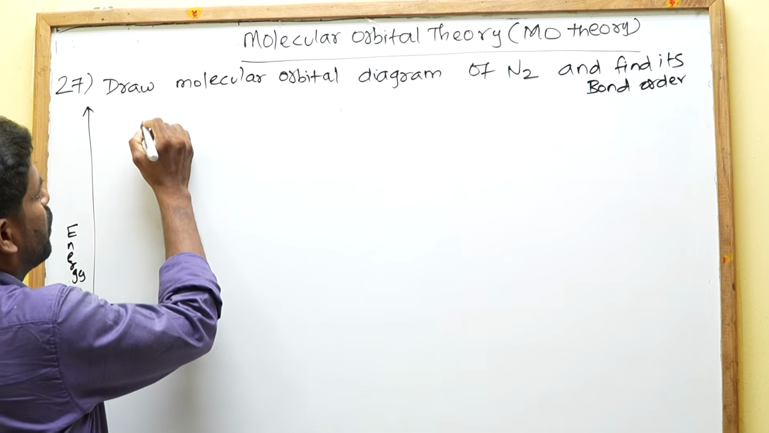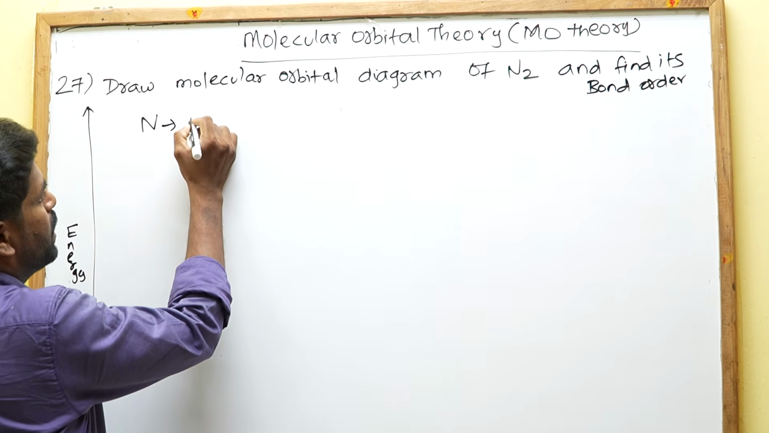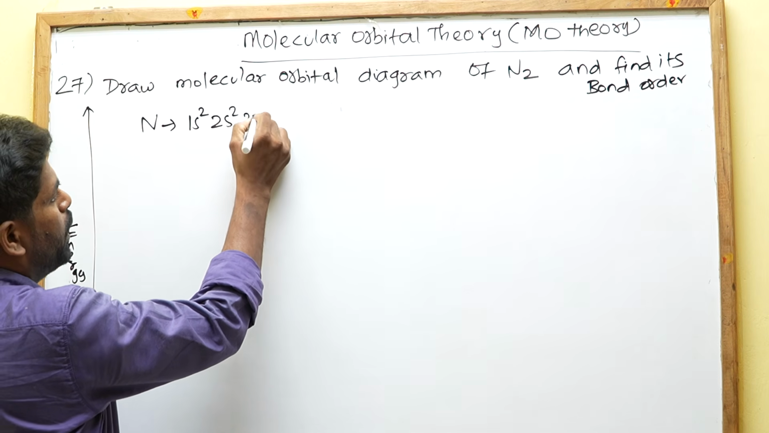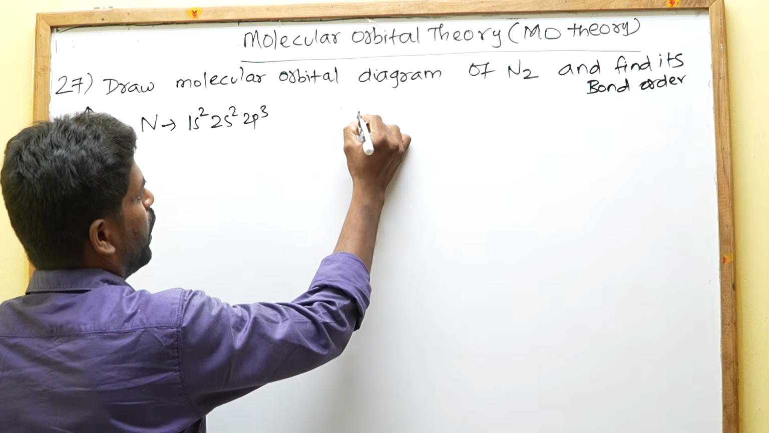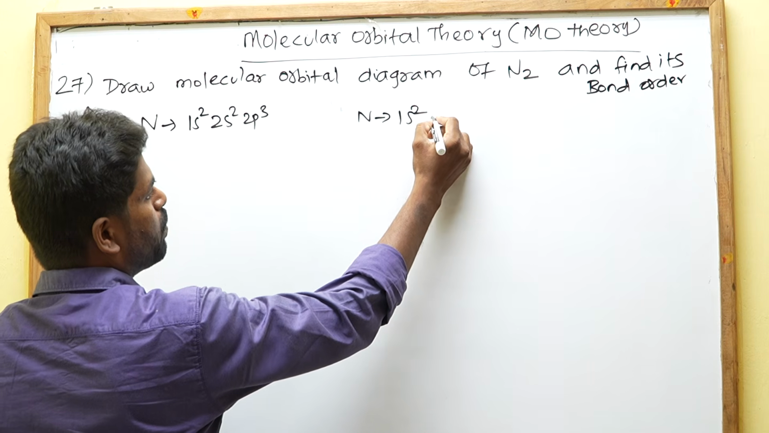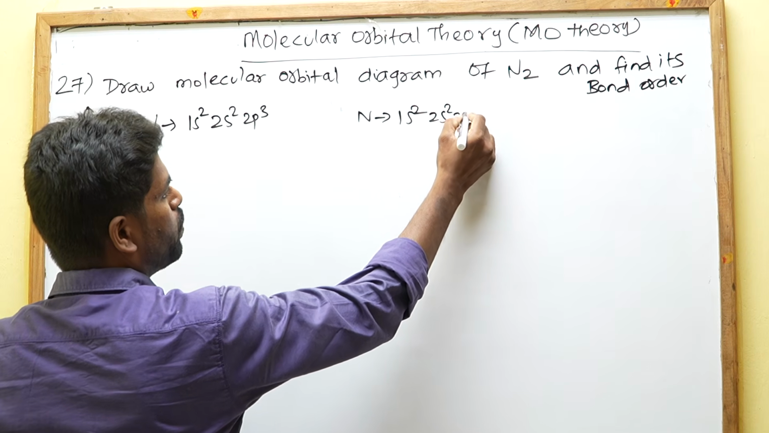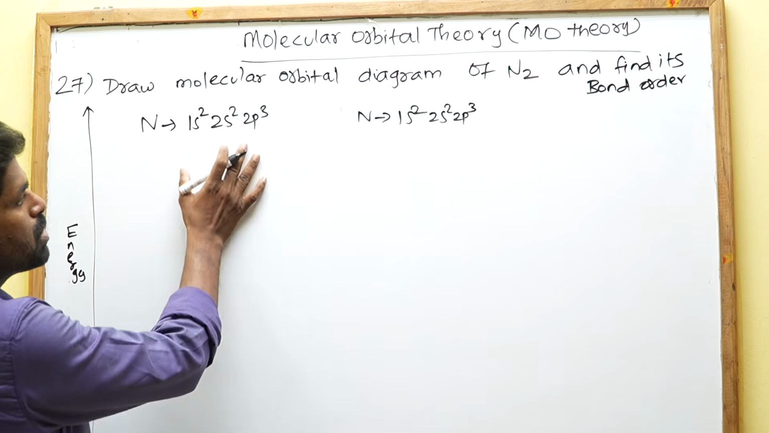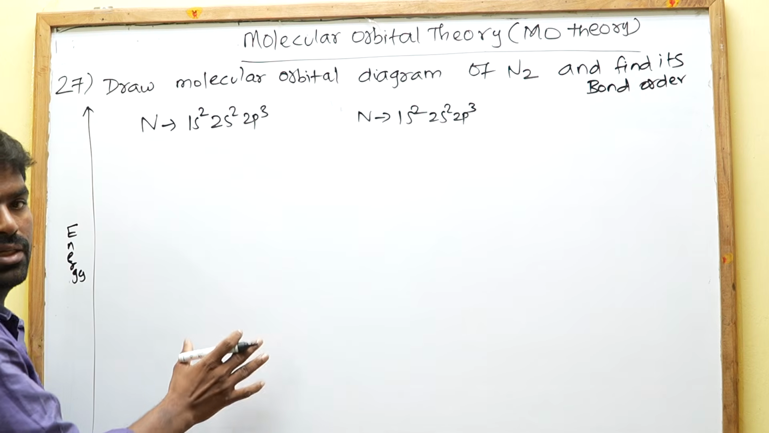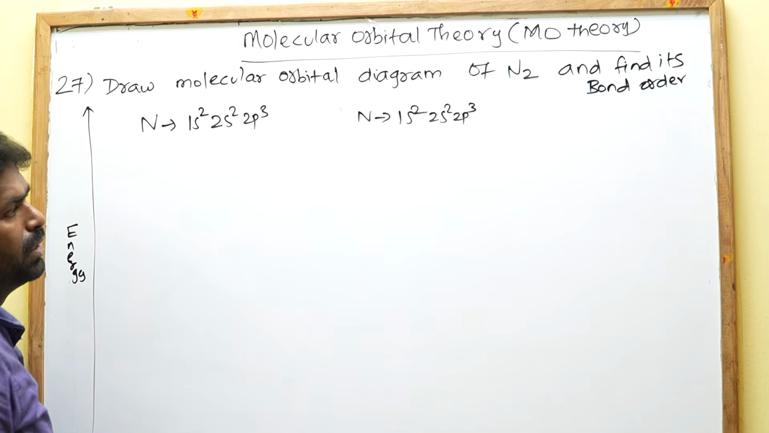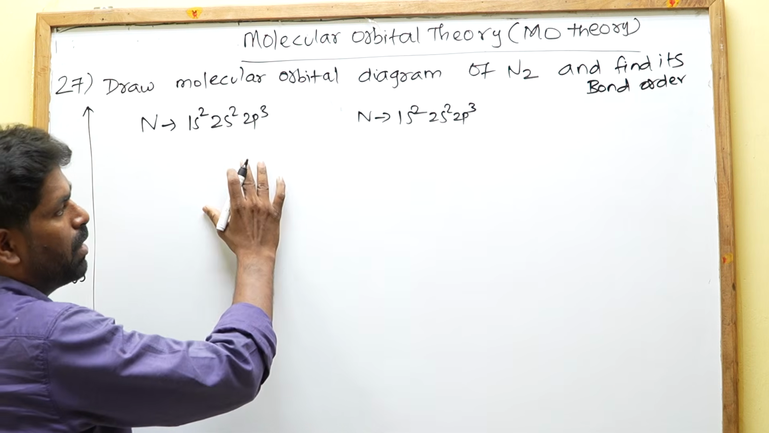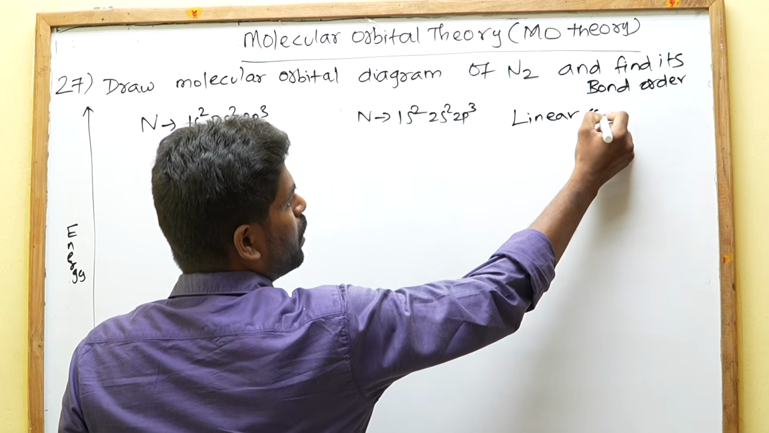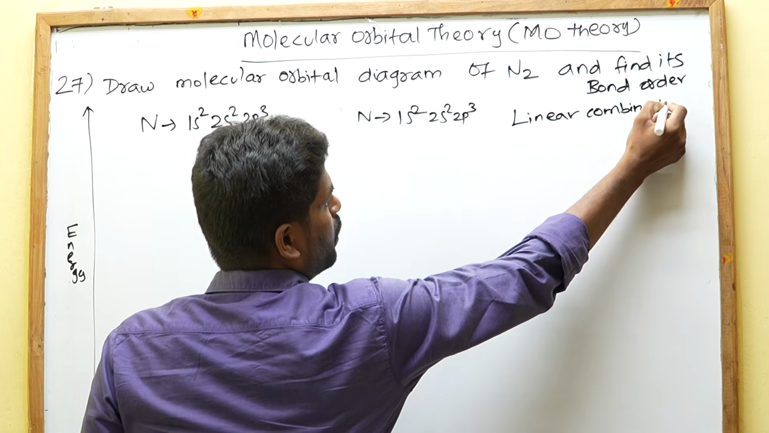In the case of dinitrogen, one nitrogen has 7 electrons that can be represented as 1s2, 2s2, 2p3. Another nitrogen also has 7 electrons that can also be represented as 1s2, 2s2, 2p3. Now what we are going to do is use the atomic orbitals of each nitrogen and form molecular orbitals. The important step in this process is called linear combination of atomic orbitals.